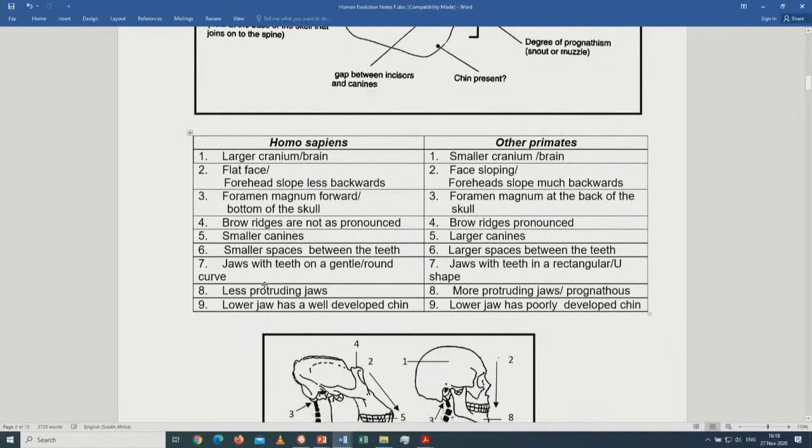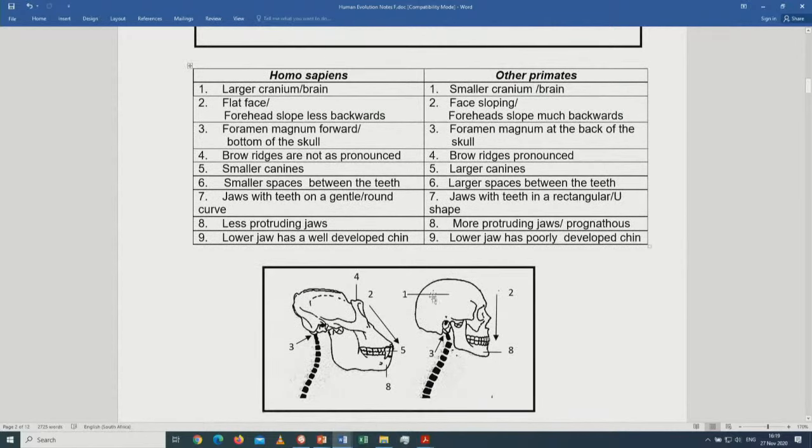But now when we look at differences between Homo sapiens and other primates, Homo sapiens have a larger cranium to fit a large brain. The advantage of having a large brain is increased intelligence, better information processing and memory, and better decision making.